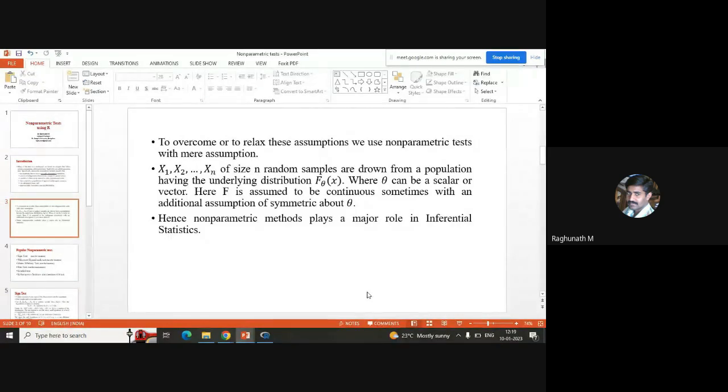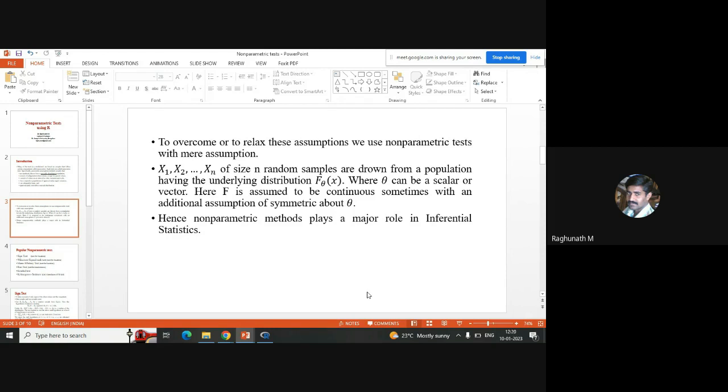Now these non-parametric methods are highly influential in inferential statistics. Whenever we want to see the effect of some medicine or certain things before and after applying, meaning post and pre, post means after applying, pre means before that, we want to see how effective it is.